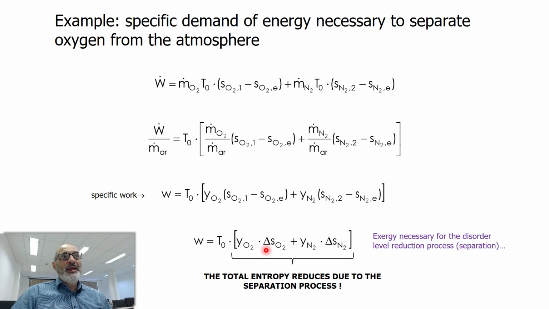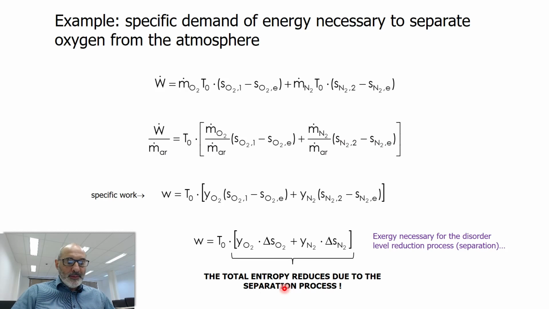Okay, since we know that entropy is decreasing because the level of order is increasing, we know this is going to be negative. Okay, so this is the exergy necessary for the disorder level reduction process, which is our separation process. Okay. Yeah, and the total entropy of the system is being reduced because we are separating. Okay.